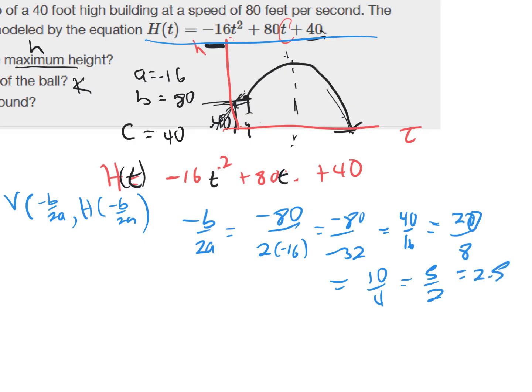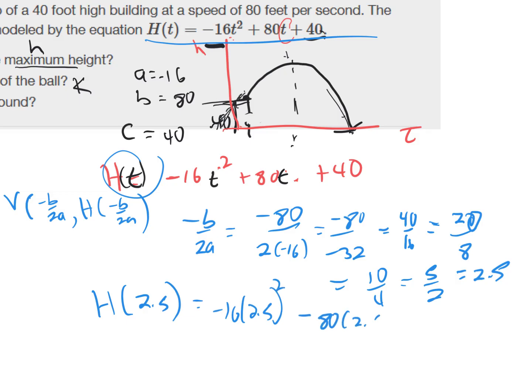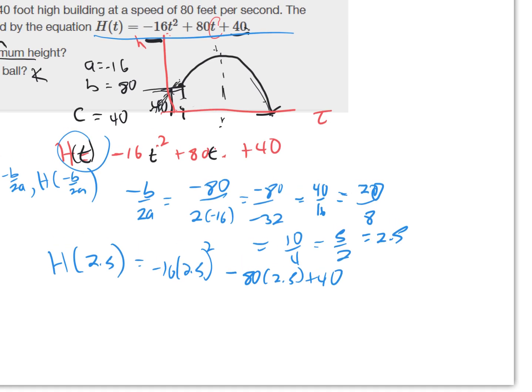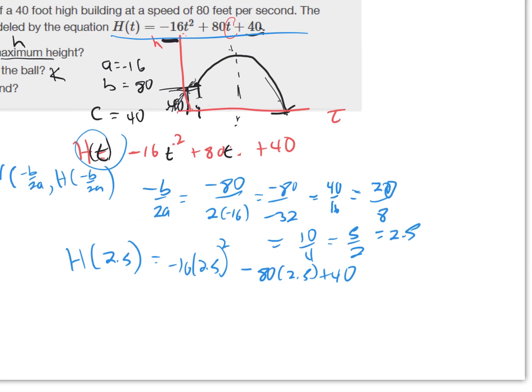Then I've got to plug it into this h. So h of 2.5 will be negative 16 times 2.5 squared plus 80 times 2.5 plus 40. And then I've met my match. I'm going to have to plug it into a calculator. So feel free, pick up your calculator. I'll wait for you.